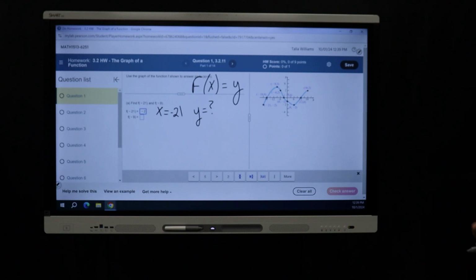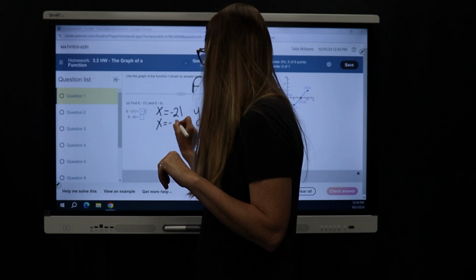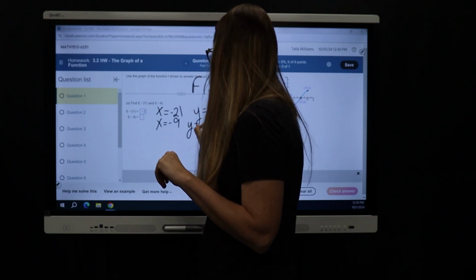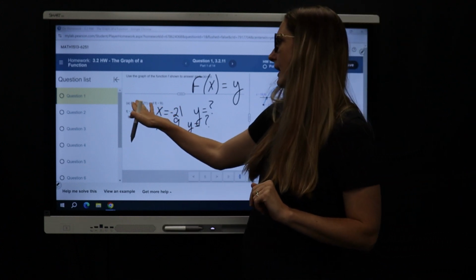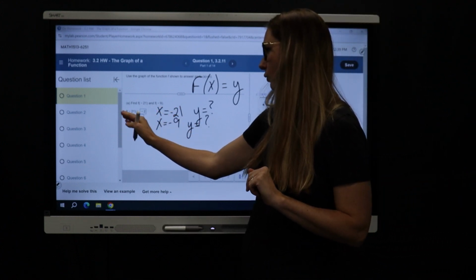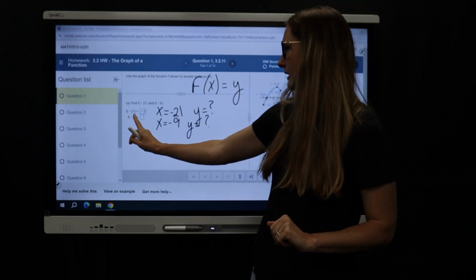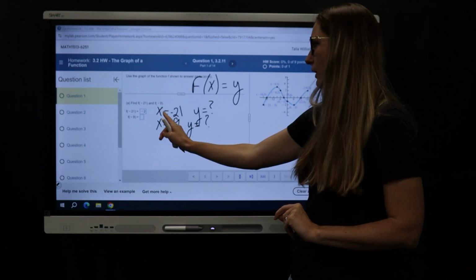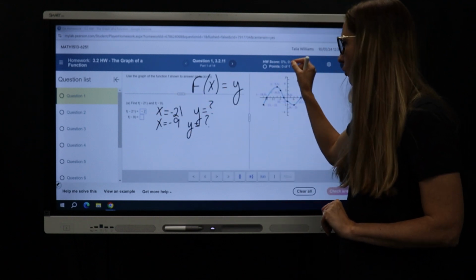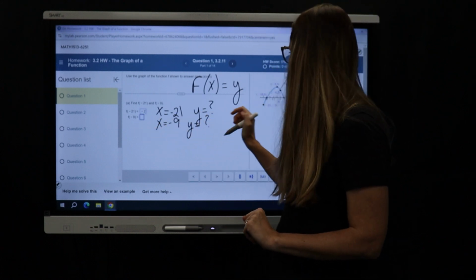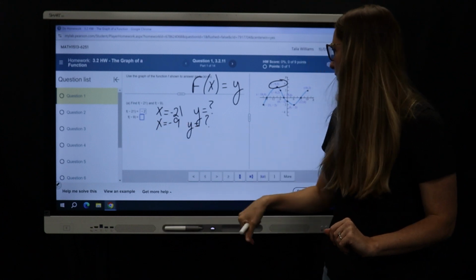And then it's x is negative 9, what is y? What is y? So think of it like that. When you see this with an equal sign, they're saying x is this value, what is y? Because f of x equals y. So the x is negative 21 in the function, so the y value is negative 2. The x value is negative 9, so the y value is 3, because that's this one right here. So x is negative 9, y is 3.